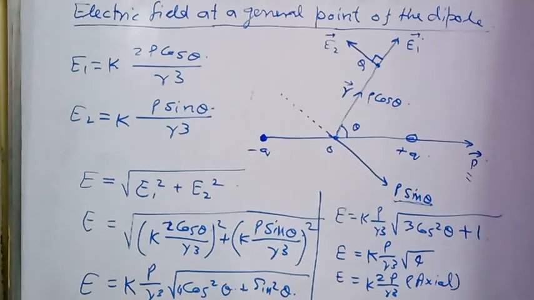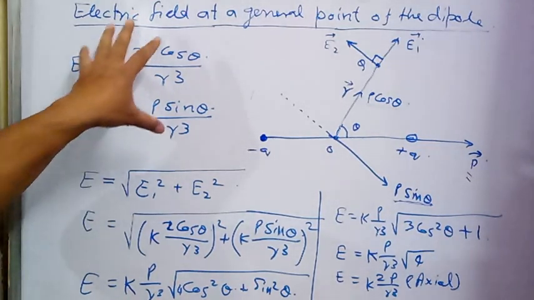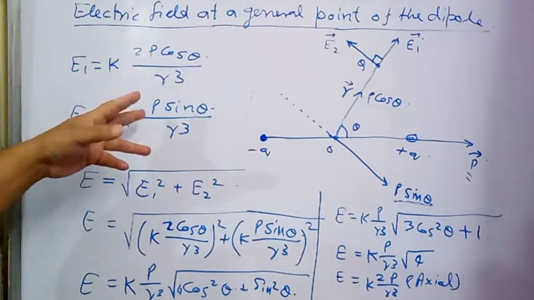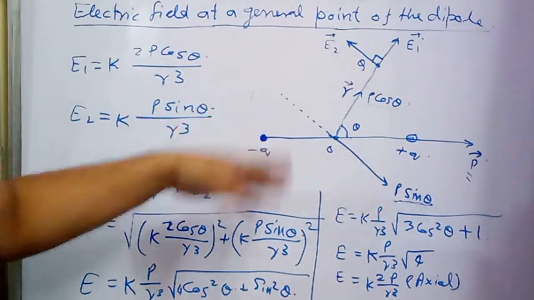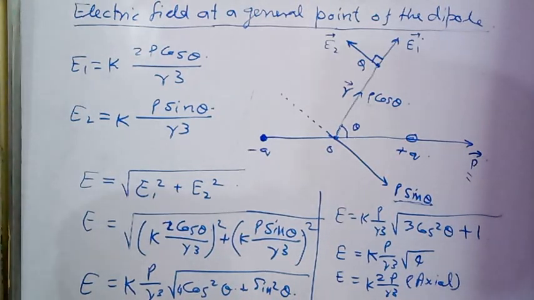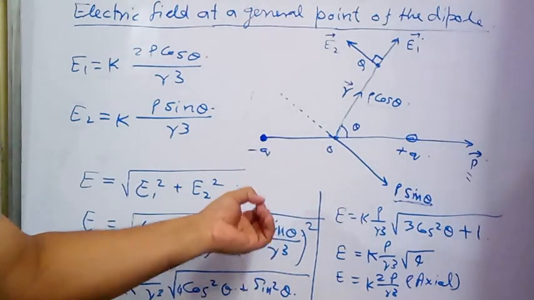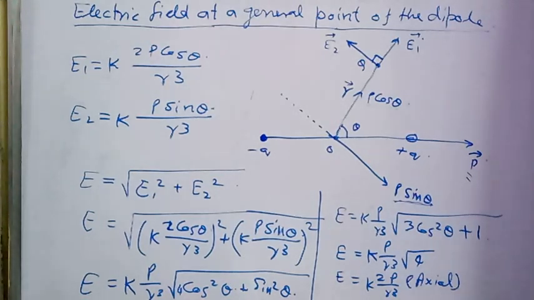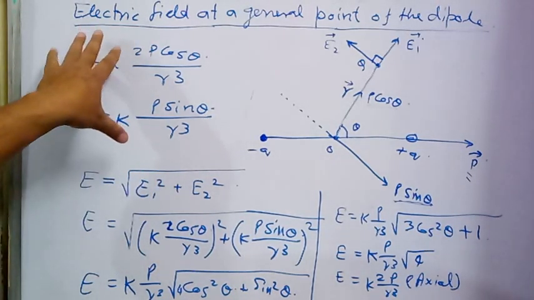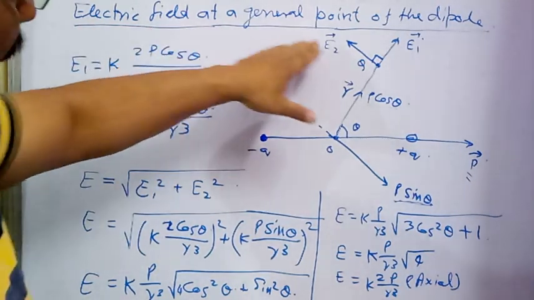Hello students, in the previous video Electrostatics part 7 I have discussed the electric field on the axial position and equatorial position of an electric dipole, if the dipole is ideal or a normal dipole. In this video we are going to discuss the electric field at a general point of the dipole.